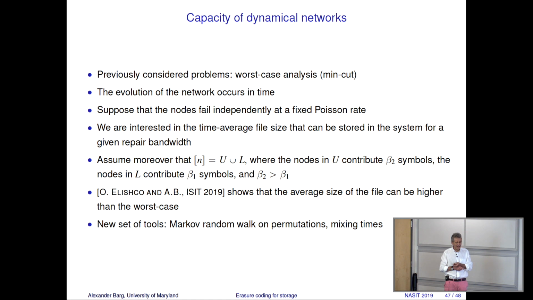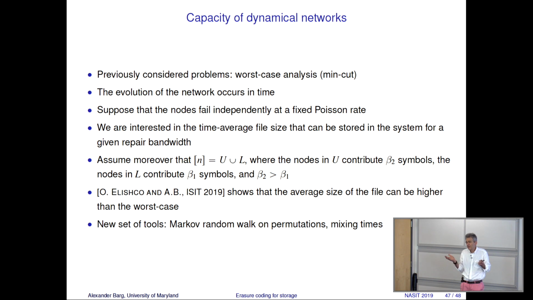So the previous case analysis that we discussed was the worst case. Min cut, that's it. Min cut is the worst that can happen, and it already determines the largest size of the file that can be stored. But nodes fail and keep failing, so the evolution of the network occurs in time. It is a reasonable assumption that the nodes fail at an independent Poisson rate. So each of them observes a Poisson arrival process, and whenever there is an arrival, the node fails.